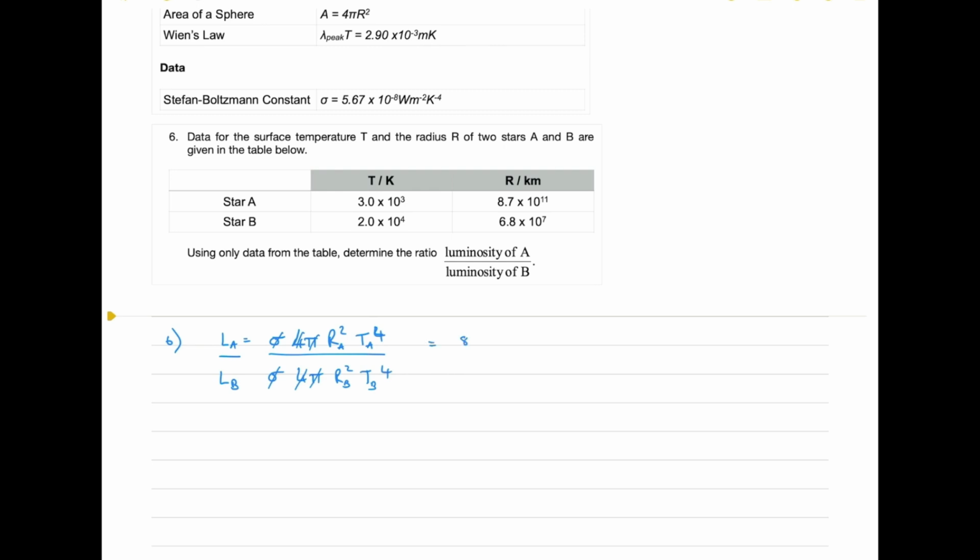So 8.7 times 10 to the 11 squared. I keep saying "so" in a very odd manner. I do apologise about that. I think I've been on my own too long today.